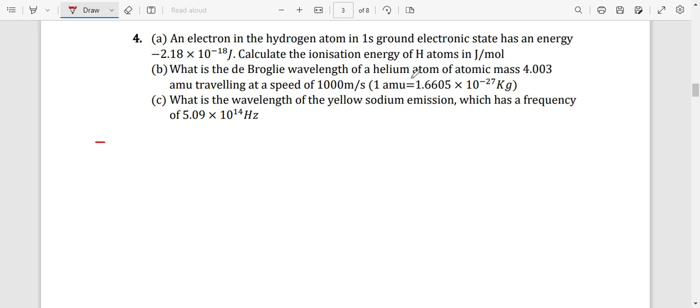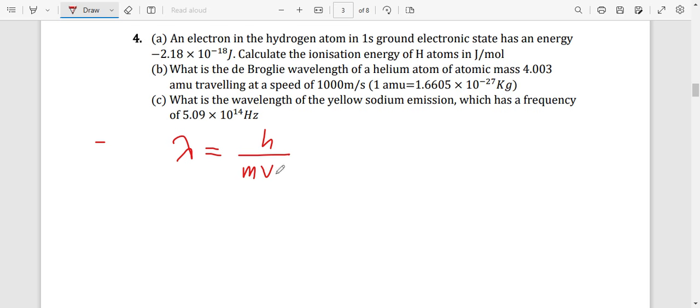What is the de Broglie wavelength of a helium atom of atomic mass 4.03 atomic mass units traveling at a speed of 1000 meters per second? One atomic mass unit is 1.6605 times 10 to the power negative 27 kg. How do you find the de Broglie wavelength? We use wavelength equals Planck's constant over mass times velocity. Very good, that's the equation for de Broglie.